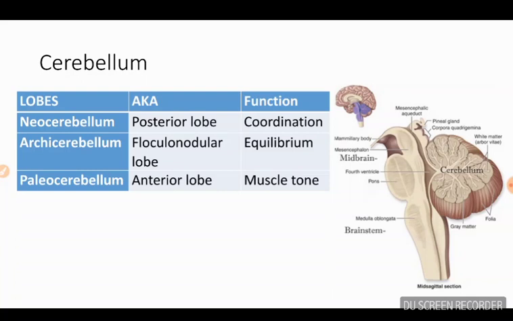Part of the metencephalon is your cerebellum. The cerebellum has 3 main lobes. The neocerebellum, or also known as the posterior lobe, its main function is for coordination. The archicerebellum, or also known as your flocculonodular lobe, which is responsible for equilibrium. The paleocerebellum, or also known as the anterior lobe, its main function is to control the muscle tone.